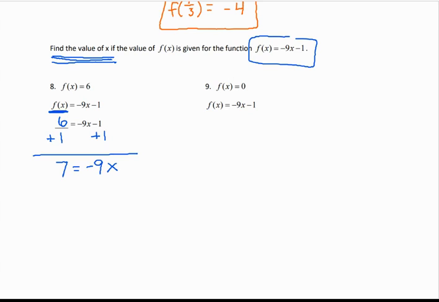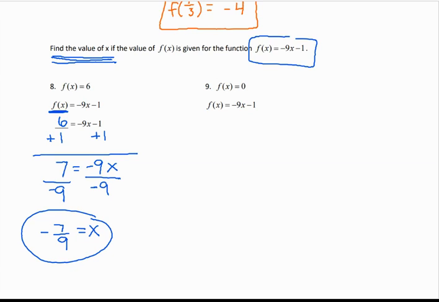And then what do I do to get x alone? Divide. Good. We divide by -9. Now that's not going to come out pretty, but that's okay. We just leave it as a fraction. So in the previous ones, they were telling us what x was. We were plugging it in to find the f value. On this one, they tell us what the f value is. So we plug it in for the f, and we're looking for x.